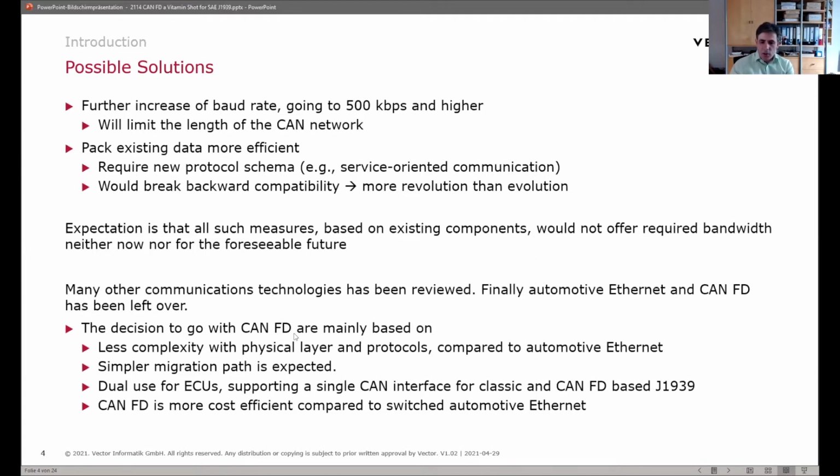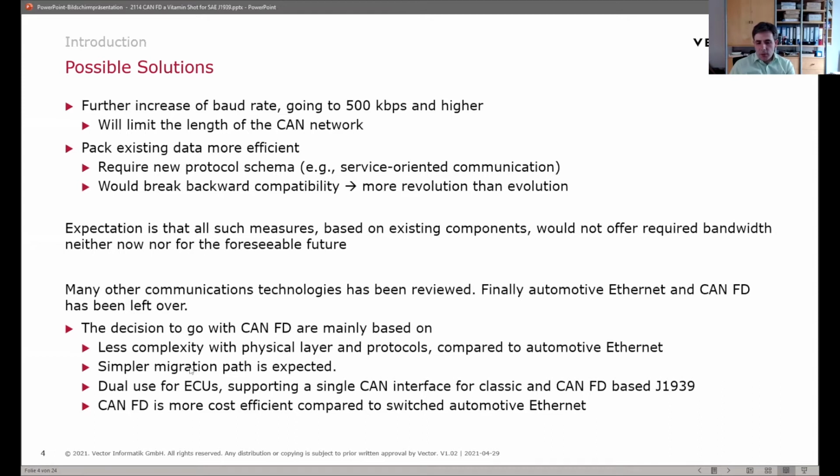And the decision to stay with CAN FD is mainly based on less complexity with physical layer and protocols compared to automotive Ethernet. So the whole industry is used to work with CAN and with this complexity. And the complexity that comes along with automotive Ethernet, dealing with IP networks with a lot of different protocols, seems to be not feasible for the trucking guys. So therefore, this was a huge argument here. We want to have smaller steps, not really replacing the complete communication scheme.